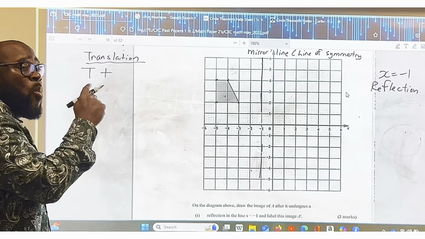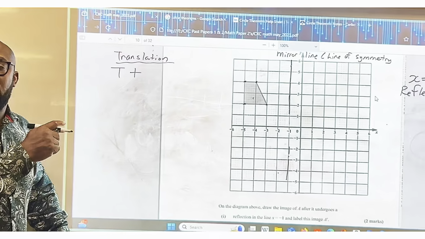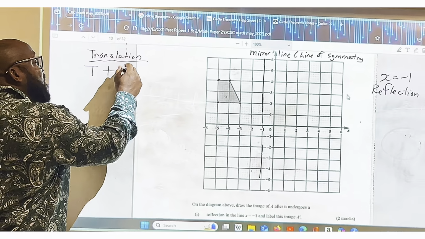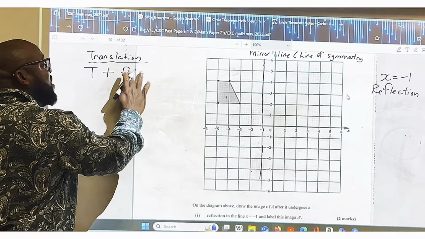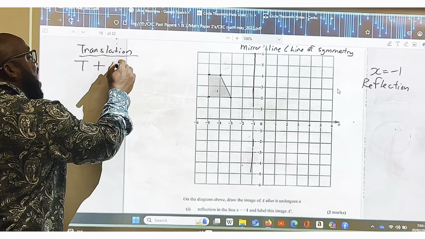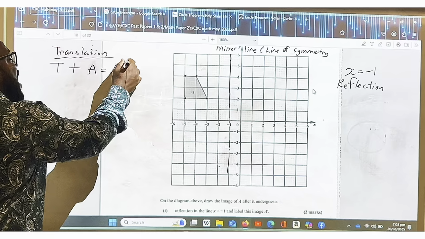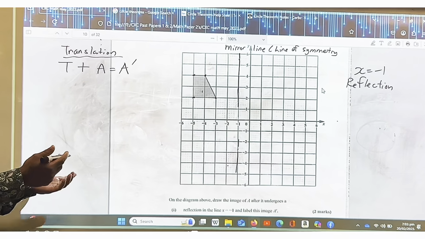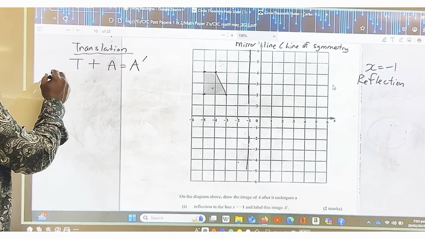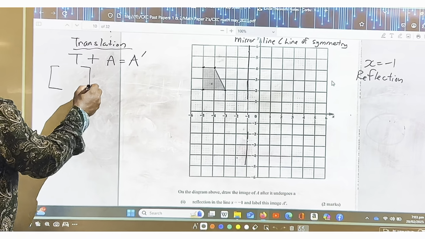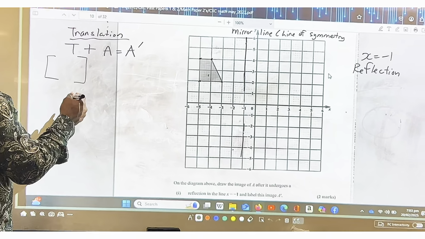Translation is the only one that uses what? Plus. T plus P. But in this case, let's use A. T plus A equals what? A image, which means the image of A. You understand? What's the translation?